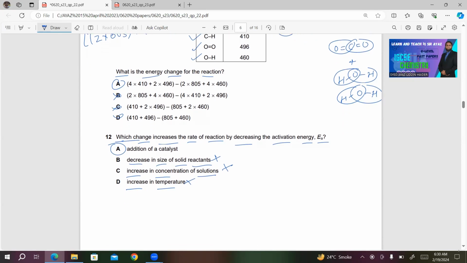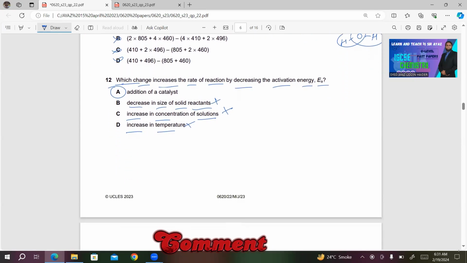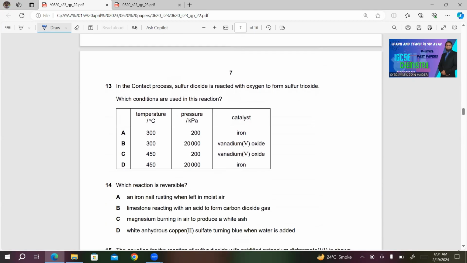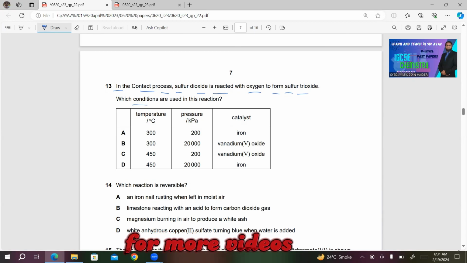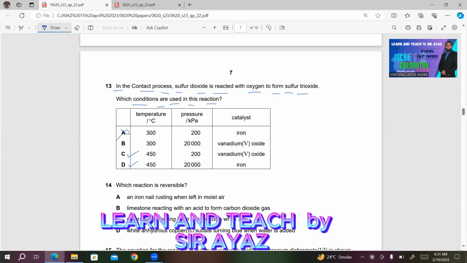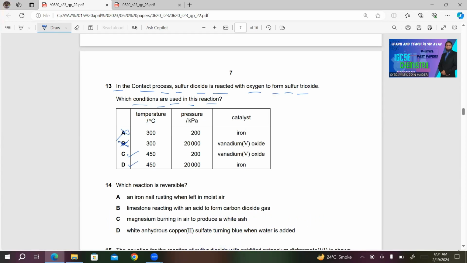Number 13, in the contact process, sulfur dioxide is reacted with oxygen to form sulfur trioxide. Which conditions are used in this reaction? This is learning by heart. So the temperature is 450 degrees centigrade. So obviously either choice C is correct or D is correct. Both A and B are incorrect. Now I have narrowed down the choices.